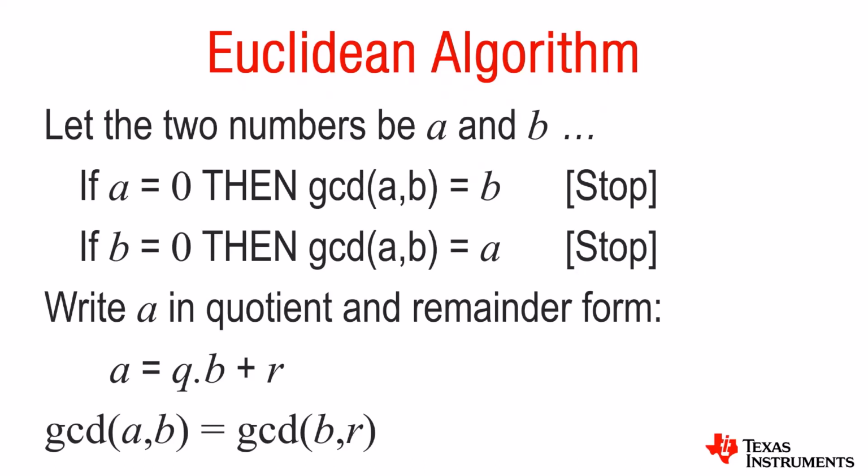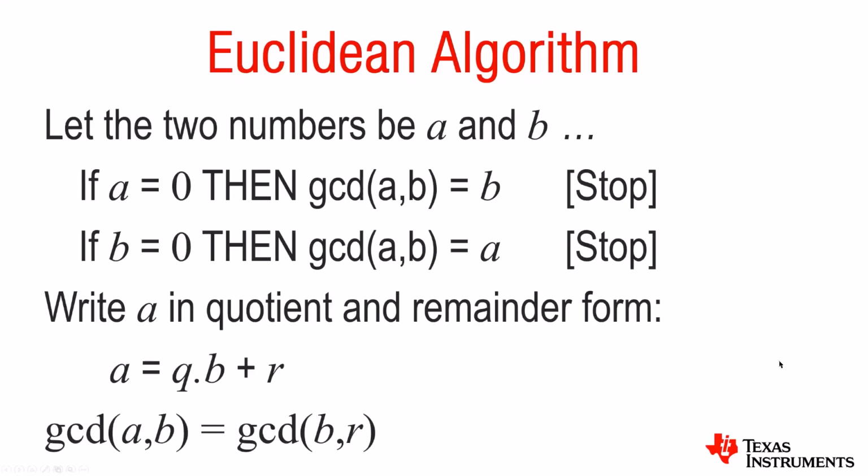So let the two numbers be A and B. If A equals 0, then the greatest common divisor of A and B is just B, then we stop. If B equals 0, then the greatest common divisor of A and B is A, then we just stop. And then it says we need to write A in quotient remainder form, so A equals Q times B plus R. And the last bit says the greatest common divisor of A and B is the same as the greatest common divisor of B and R. That should be abundantly obvious by now. Perhaps not according to the chat.